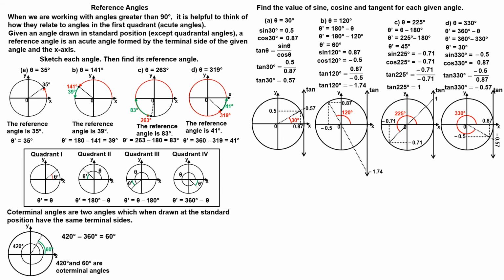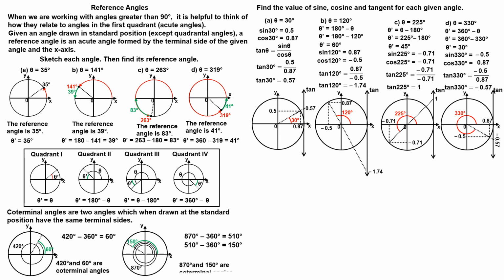Another example. Let's find an angle that is coterminal with the angle of measure 870 degrees in standard position. We can subtract 360 degrees as many times as necessary until we get an angle between 0 and 360 degrees. So 870 degrees and 150 degrees are coterminal angles.